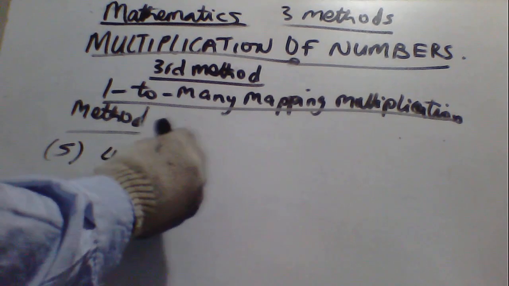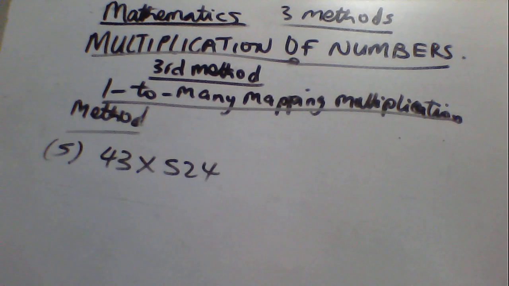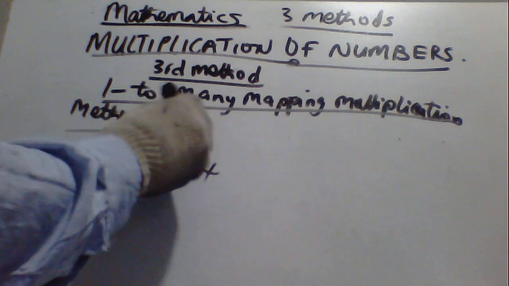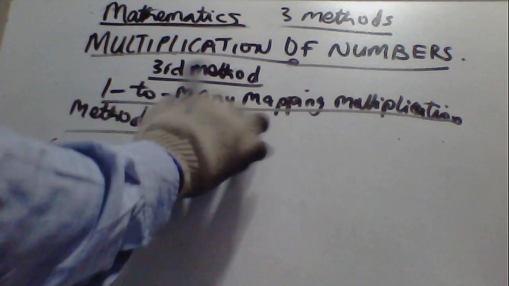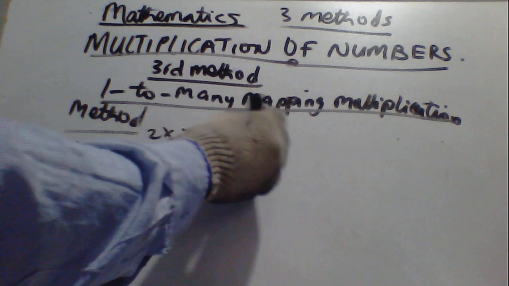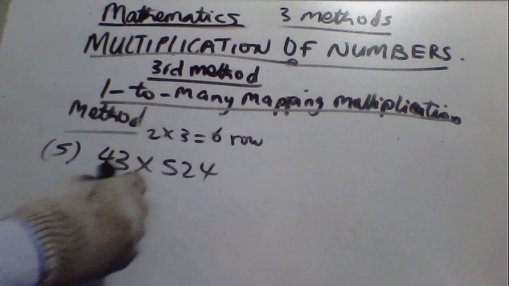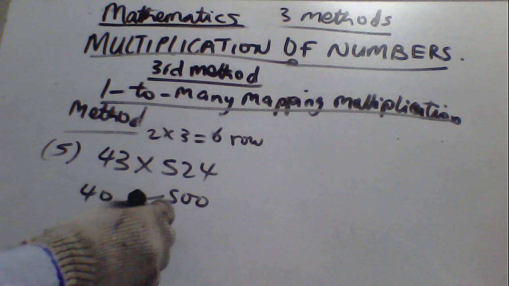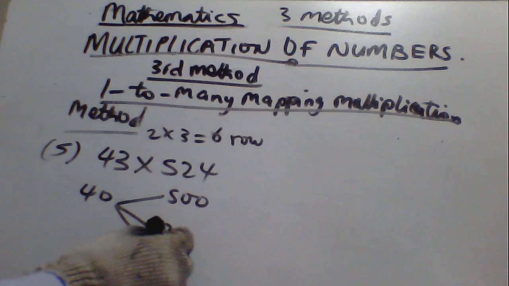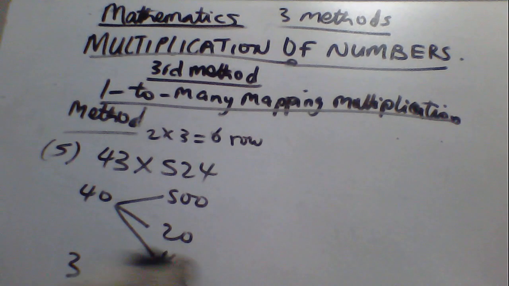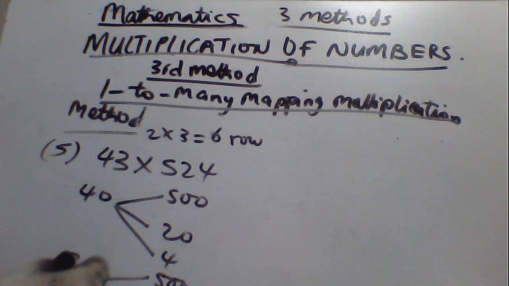43 by 524. Whichever one you are using, the total row is 2 times 3, and that will give us 6 rows. If we are using this mapping method, splitting this into 40, it will map into 500, map into 20, map into 4. 3 will map into 500, map into 20, map into 4.